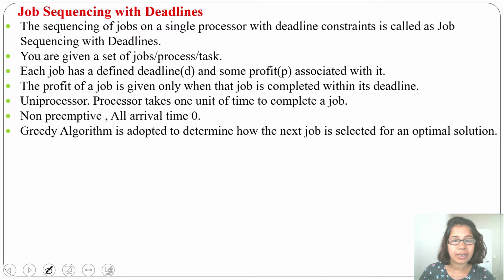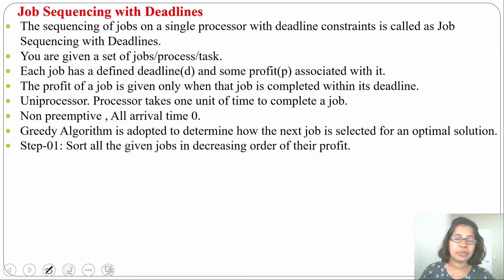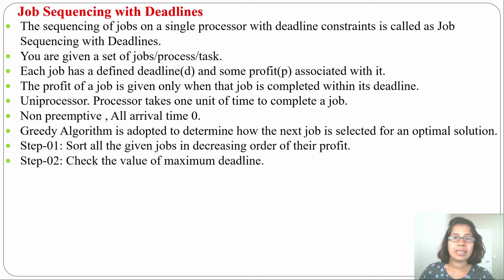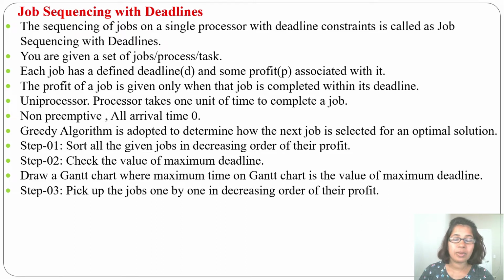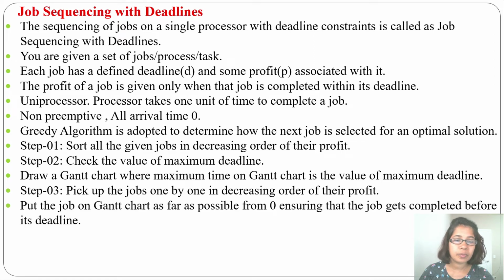A greedy algorithm is adopted to determine how the next job is selected for an optimal solution. So in step 1, first we will sort all the jobs according to decreasing order of their profit. Next, we'll check the maximum deadline. According to that, we'll create the Gantt chart. Next, step 3, we'll pick up the jobs one by one according to decreasing order of their profit, and we'll put the job on the Gantt chart as far as possible from 0, ensuring that the job gets completed before the deadline, as if it finishes after the deadline it will not get the profit.